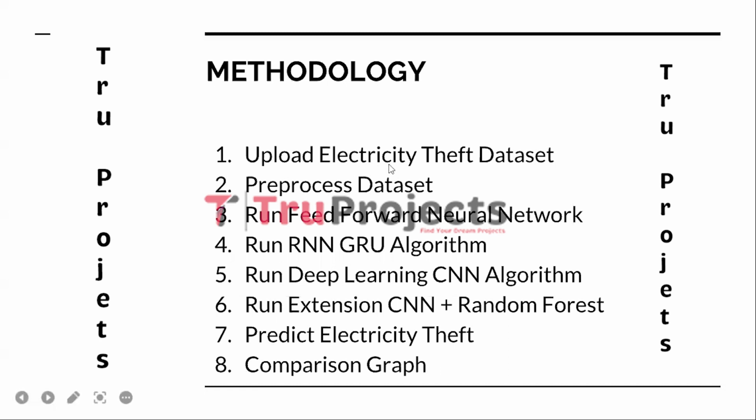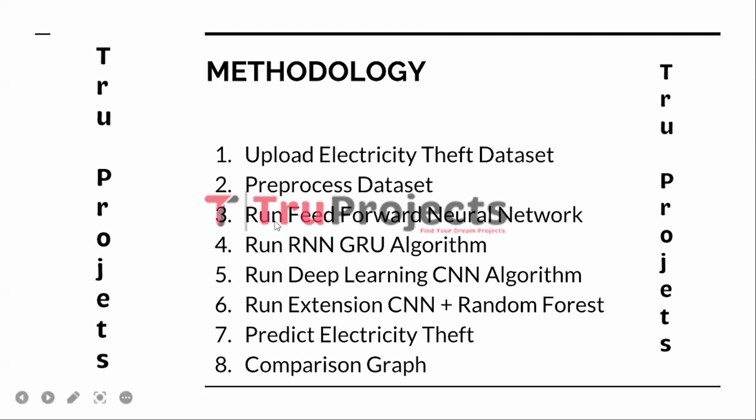The first module is Upload Electricity Theft Dataset. This module allows the users to upload the electricity theft dataset into the application. The second module is Pre-process the dataset. The dataset is read and processed. Missing values are handled and non-numeric data is converted into numeric format, since the deep learning model only accepts numeric data. The processed dataset is then split into training and testing parts, where the training part uses 80% of the data and testing uses 20%.